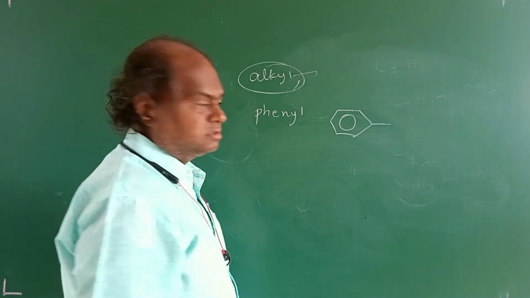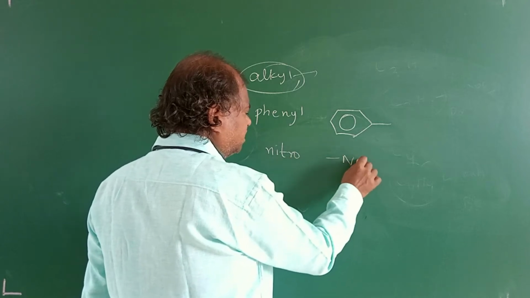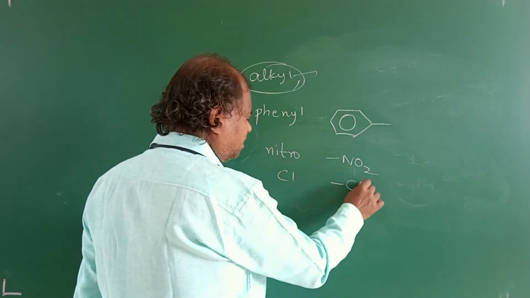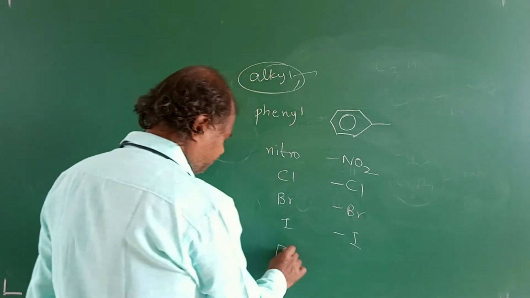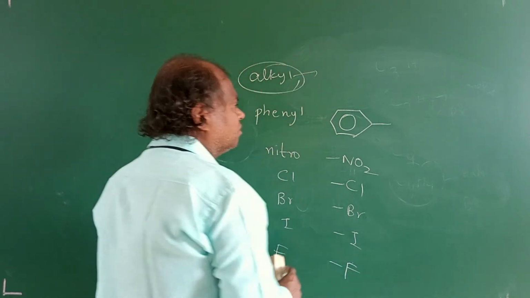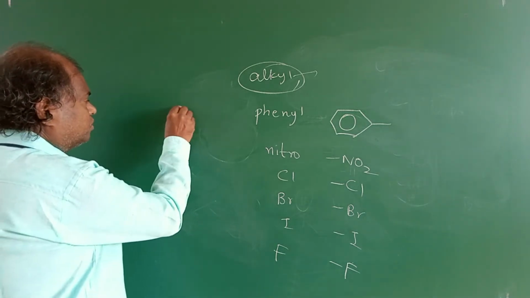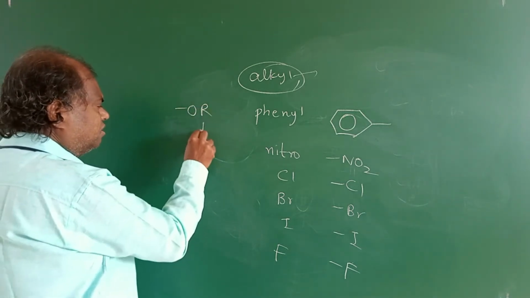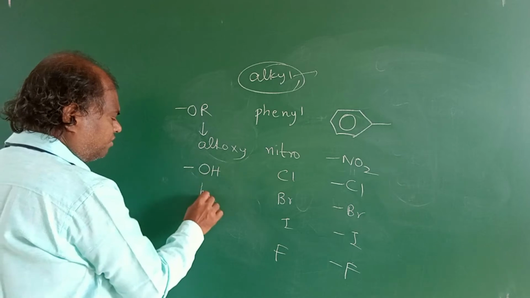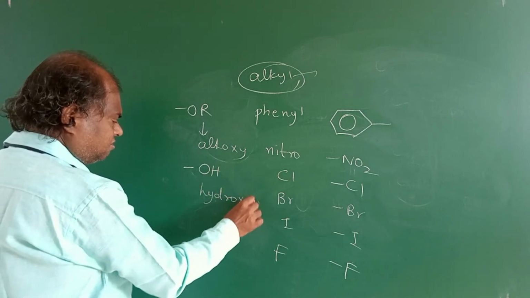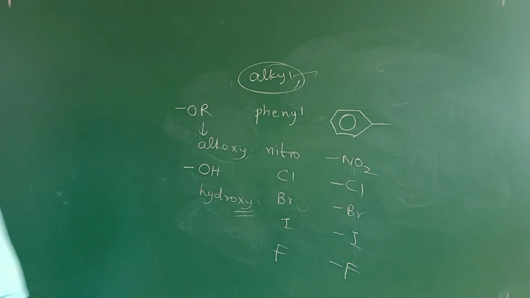Okay, phenyl. Fine. Then, nitro. Nitro is NO2. Chloro, Cl. Bromo, Br. Iodo, I. F, fluoro. Okay. Then, now students, this is called alkoxy. What is the substituent called? Alkoxy. I'll tell you why it is called alkoxy. Suppose it was OH, then what could you have called it? OH means you could have called that hydroxy, right?